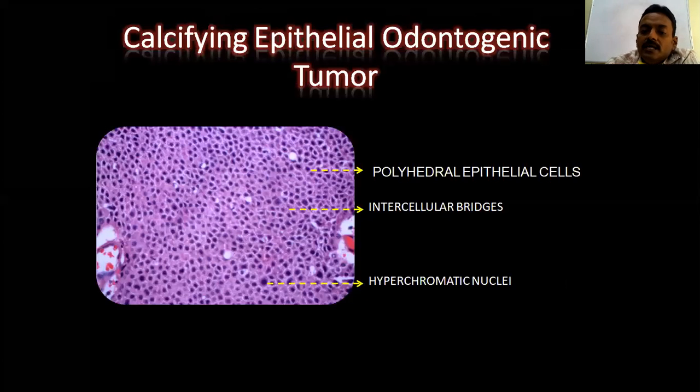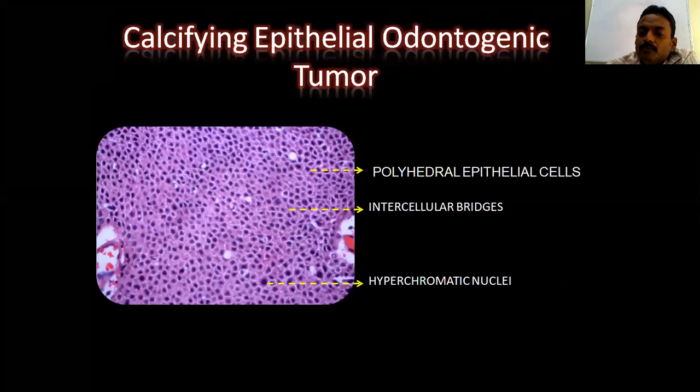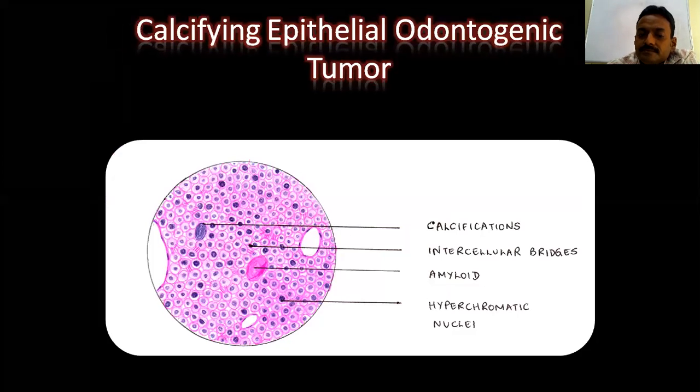So these are the intercellular bridges and the polyhedral-shaped epithelial cells. See, these are the polyhedral cells and eosinophilic polyhedral epithelial cells. Here you can see the hyperchromatic nuclei and the calcifications.